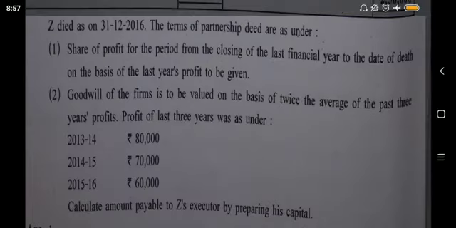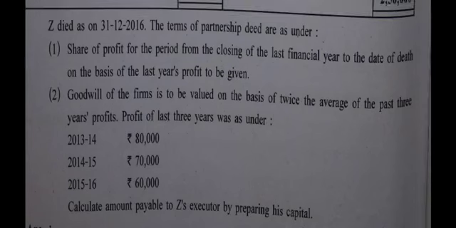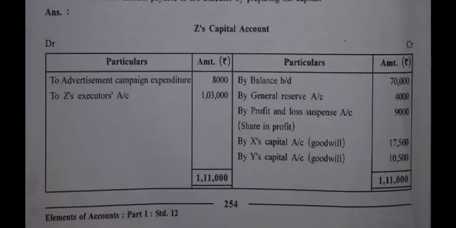They've clearly written it here. The last line, if you can see, after second adjustment. Alright? So here is Z's capital account. This is very simple, extremely simple.